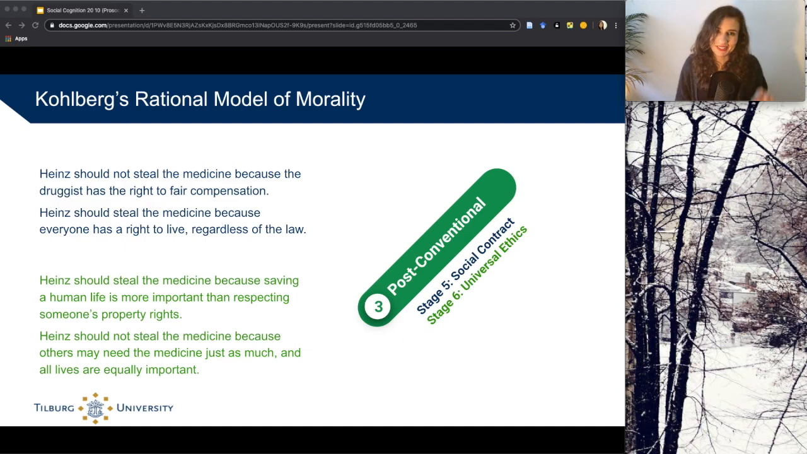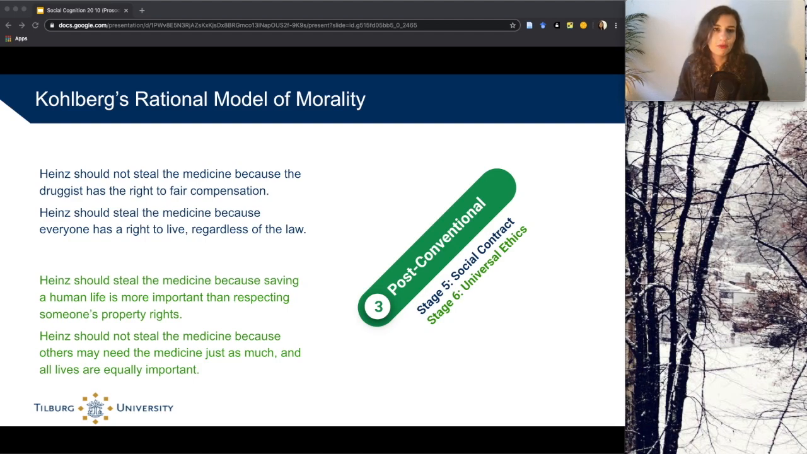Now, finally, stage number 6, considering universal ethics. This stage is characterized by moral reasoning based on abstract reasoning, using legal rights and surpassing legal rights as the principle of moral decision making, and actually asking about categorical, universal, ethical laws. So this is about really very high-level abstract thinking.